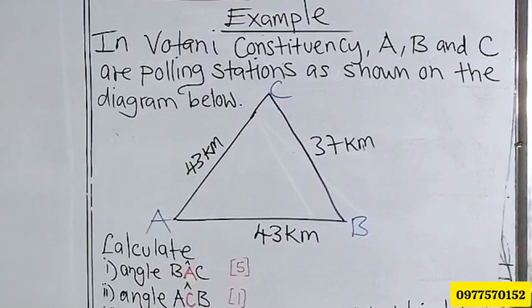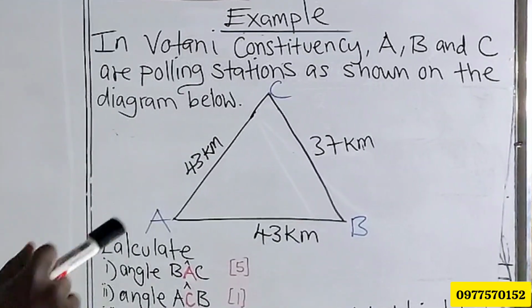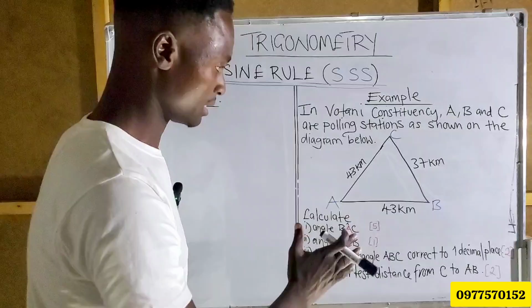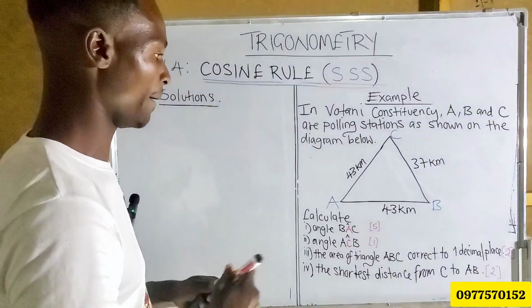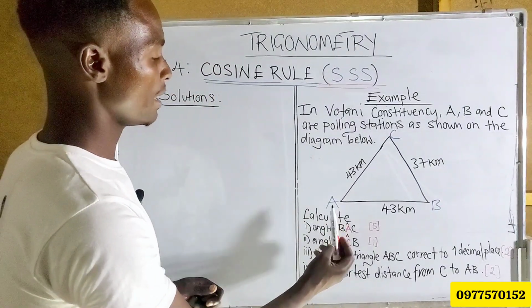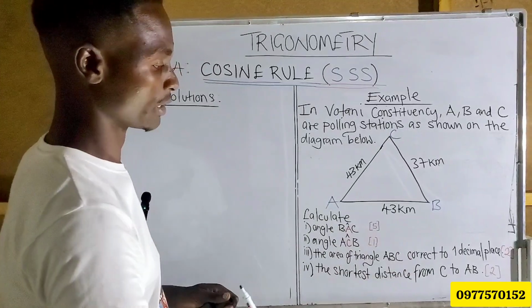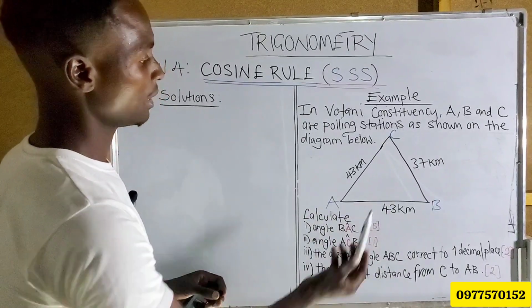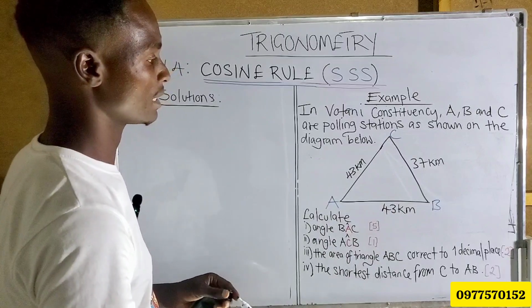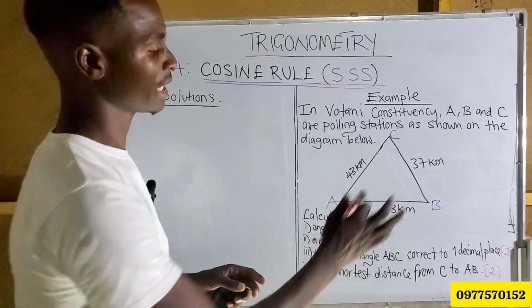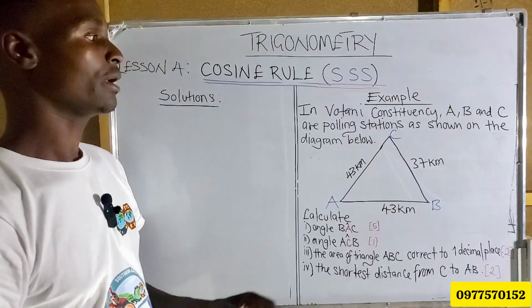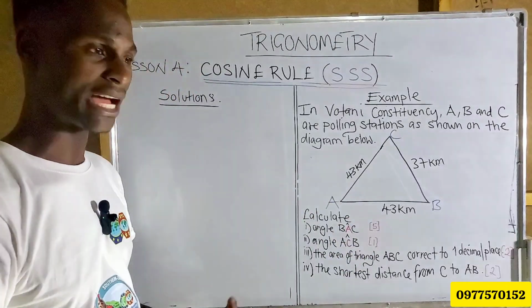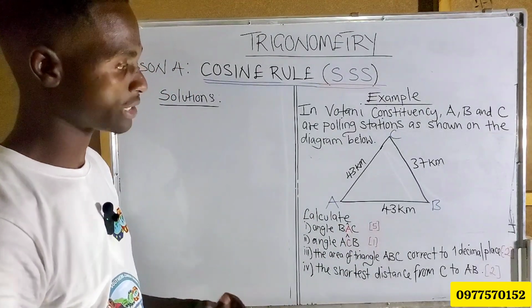Now, the question reads: in a constituency, A, B, and C are polling stations as shown in the diagram below. AB is 43 kilometers, AC is 43 kilometers as well, and BC is 37 kilometers. Just looking at this triangle, we can understand something, because two sides are equal. So this is called an isosceles triangle.